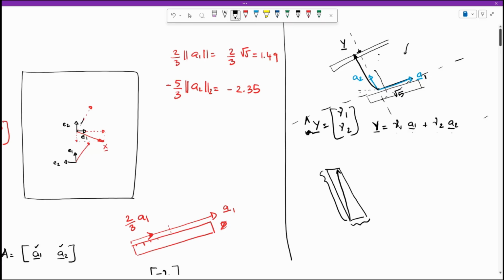What is it? 0.8. Okay, you tell me how much is it? 0.8 centimeters? Okay, let's say 0.8 centimeters. What about the other one? 3.8. Okay. Now my question is: is gamma 1 0.8 and gamma 2 3.8?